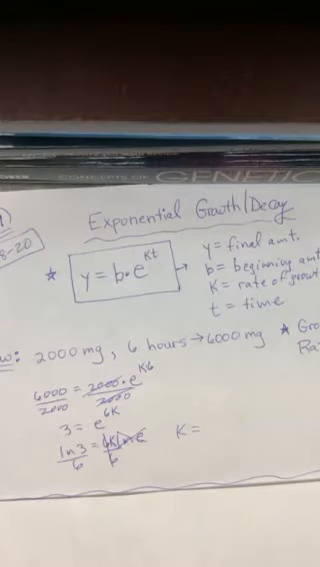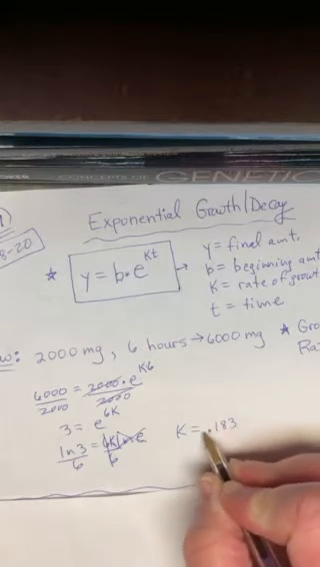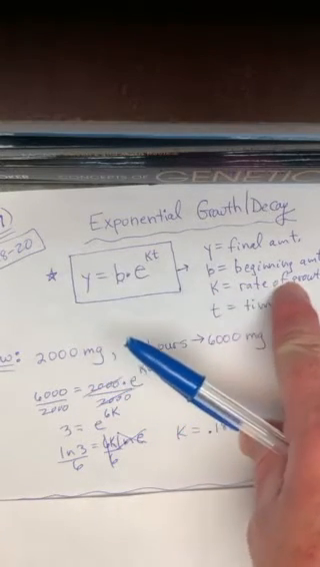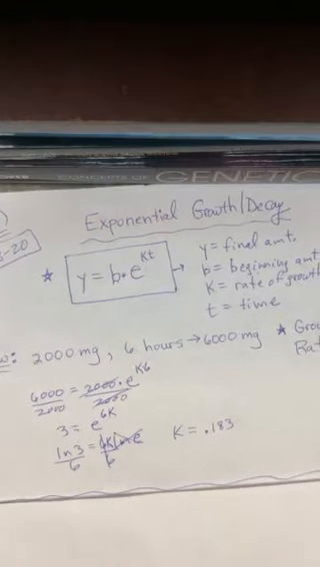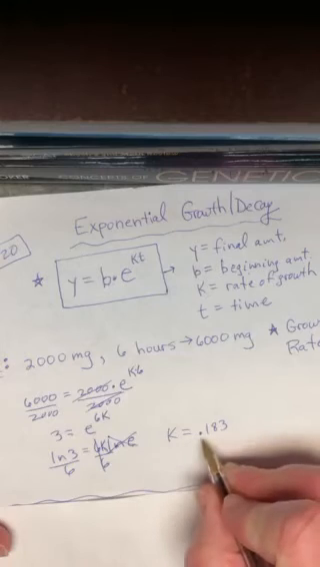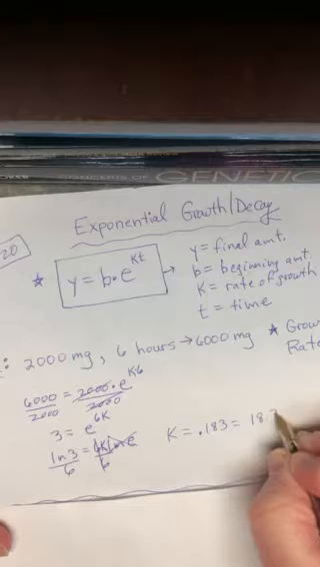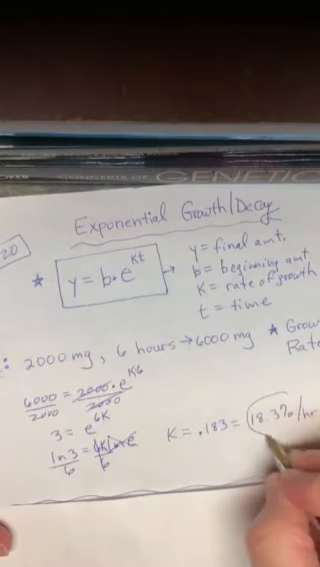My advice has always been what? Type the top in first. ln 3, hit enter, divided by 6, enter. Nearest 3 places, we've got 0.183. Now careful, don't circle that. Look up your definition. k is the rate of growth. Oh, I want to know the percentage that it's growing each hour. So technically, you always move that decimal 2 to the right, giving me 18.3% per what? Hour.